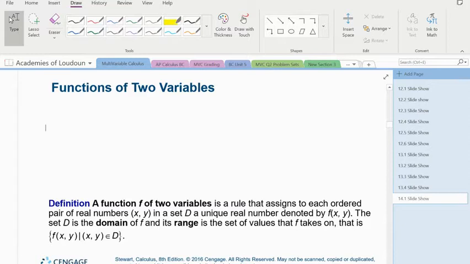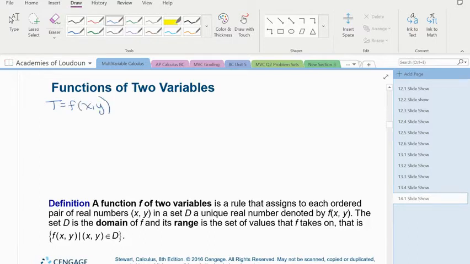The temperature T at a point on the surface of the Earth at any time t depends upon the longitude x and the latitude y of the point. We can think of T being a function of the two variables x and y, or as a function of the ordered pair x, y. We indicate this functional dependence by writing that T is a function of x and y.